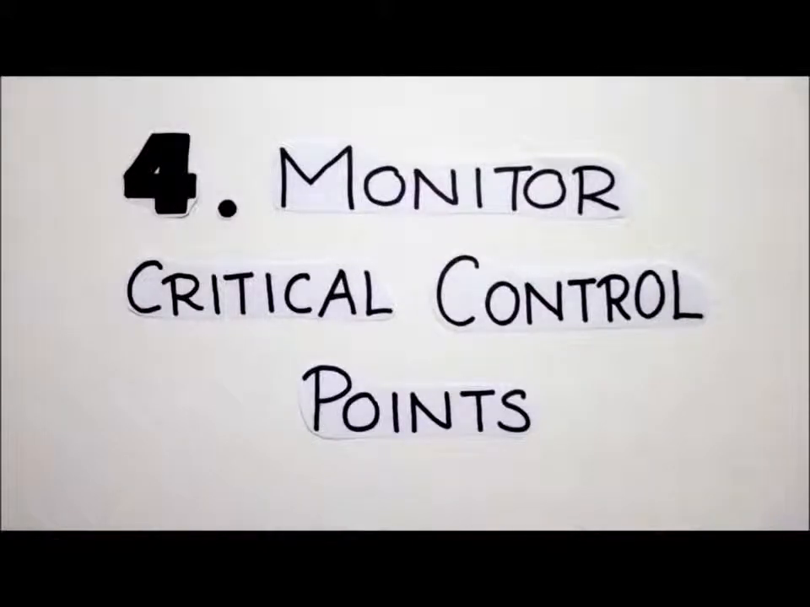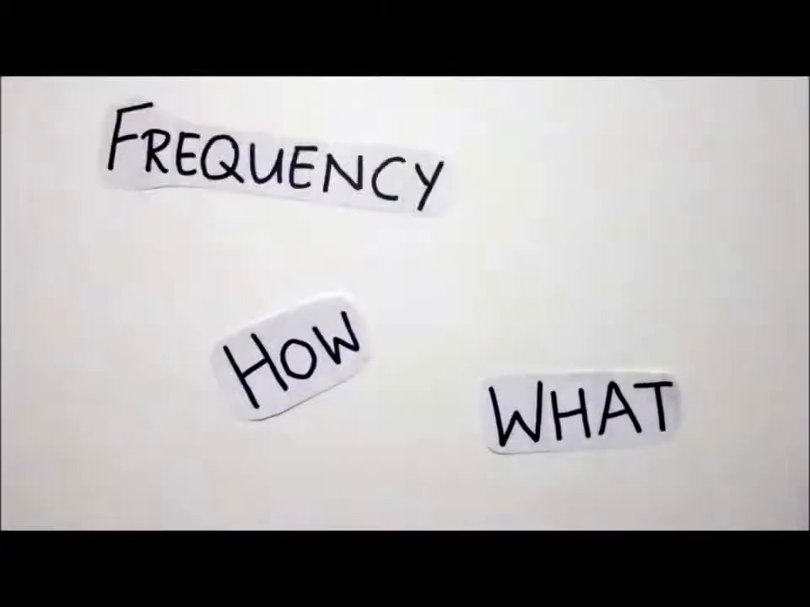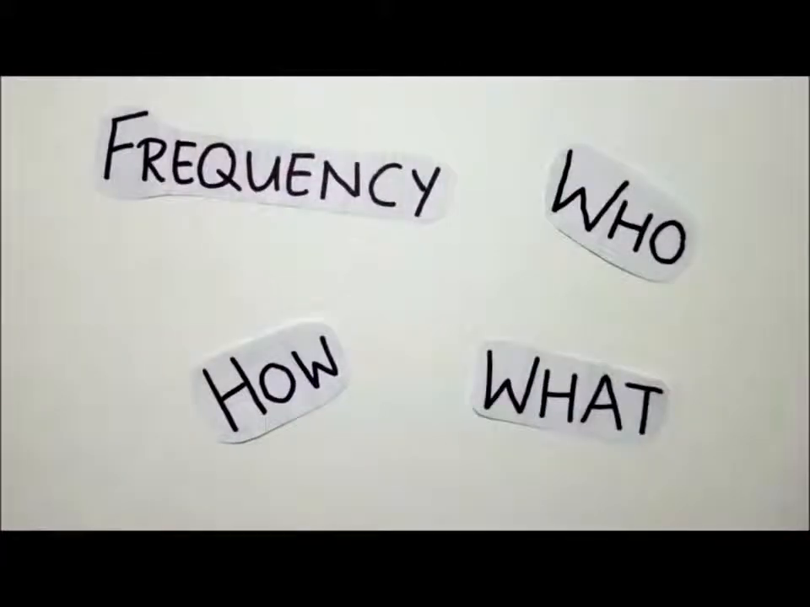The 4th principle is the establishment of monitoring procedures. After establishing the critical limit, we have to come up with procedures to monitor the process to ensure that the critical control point is still under control. Monitoring procedures include visual observations, temperature measurements, and time assessments. In coming up with monitoring procedures, it is important to consider 4 things. What is being monitored? How is monitoring being done? The frequency of the monitoring, as well as who is doing the monitoring.